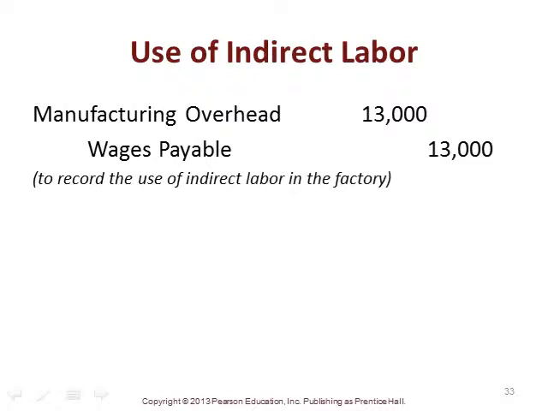And here now we have some indirect labor, so maybe these are people cleaning the machinery or performing maintenance on the machinery, maybe it's plant security. We don't attach them to work in process because it's not cost beneficial to break them down to that level. So we throw those costs into a manufacturing overhead account and credit our wages payable account until they're paid.